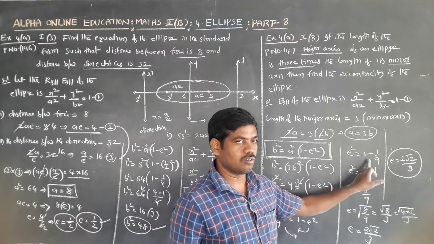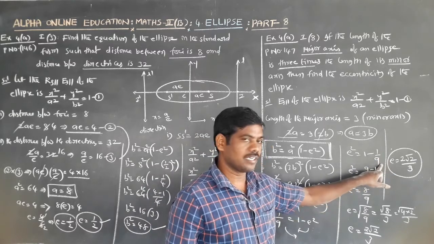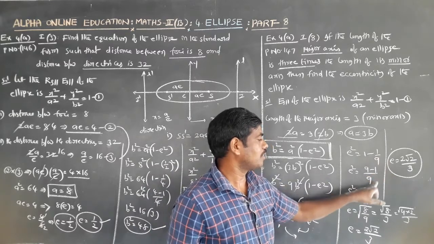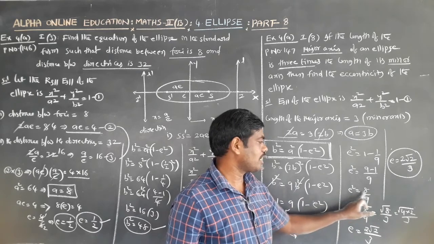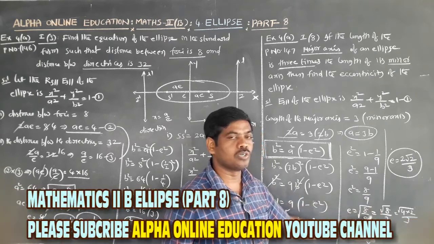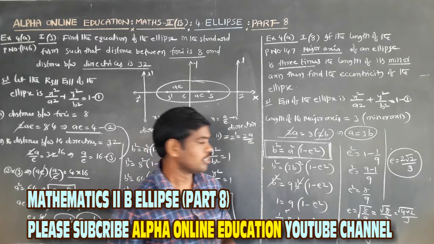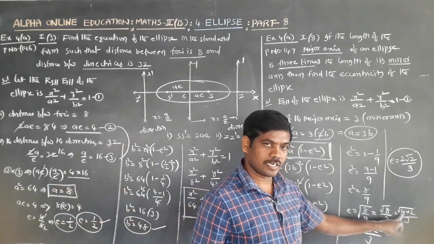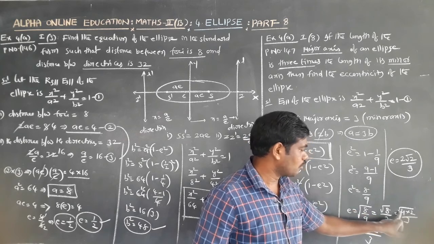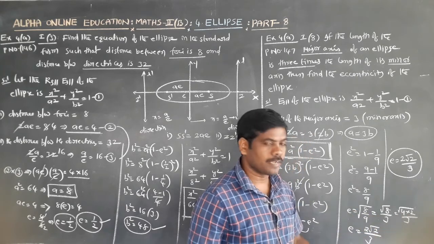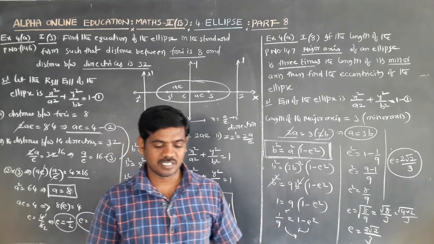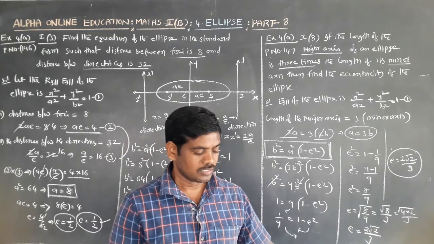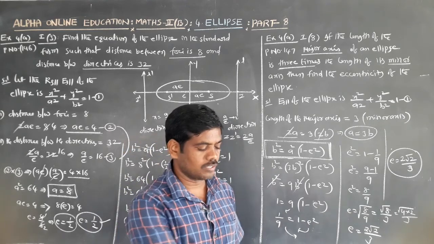e square is equal to 1 minus 1 by 9. Here 9 LCM, 9 minus 1, 8 by 9. e square equal to 8 by 9 means e equal to root 8 by 9. Root 8 by root 9 means 3. Root 8 is equal to 4 2s are. Root 4 means 2. 2 root 2 by 3 is the eccentricity of the ellipse. These are two problems, most important problems.